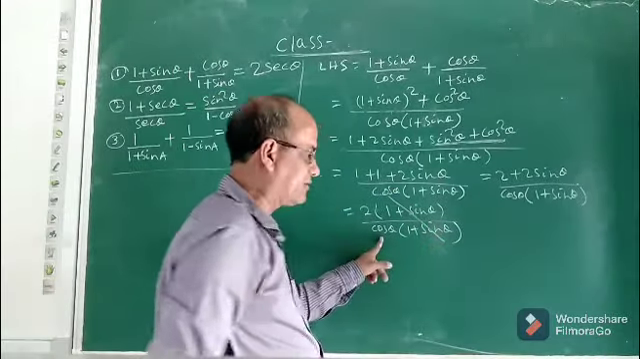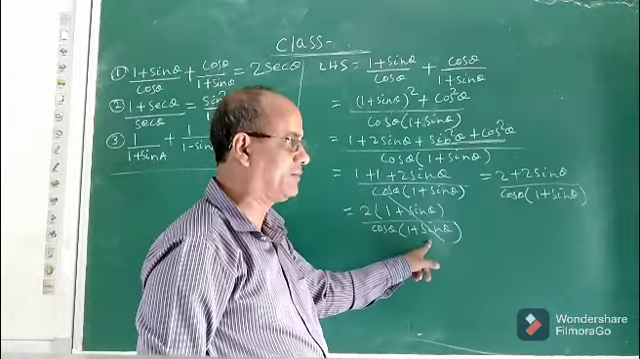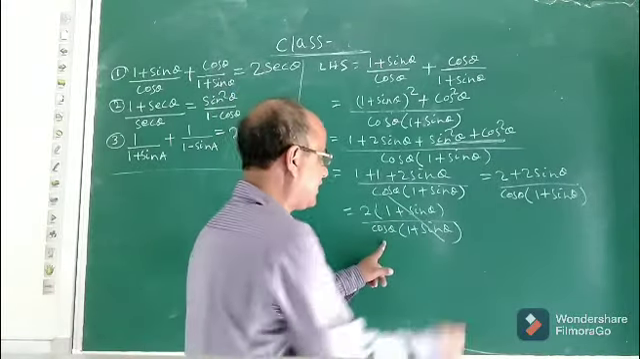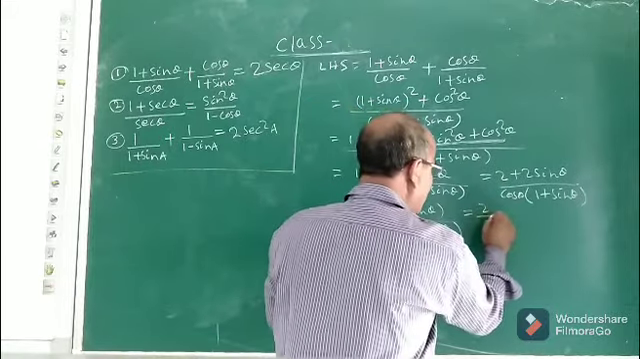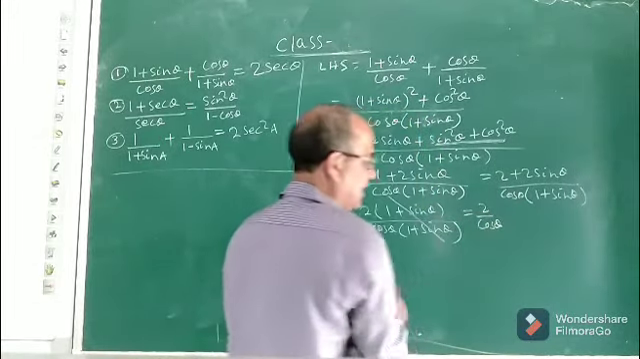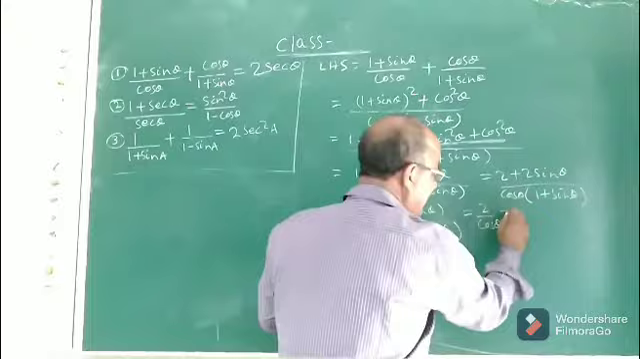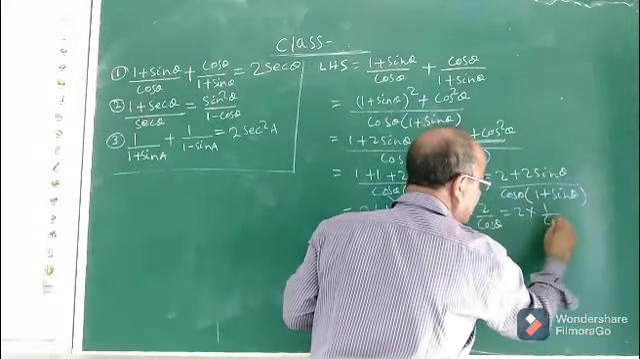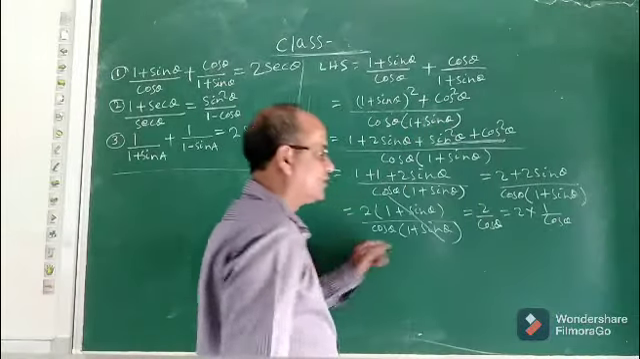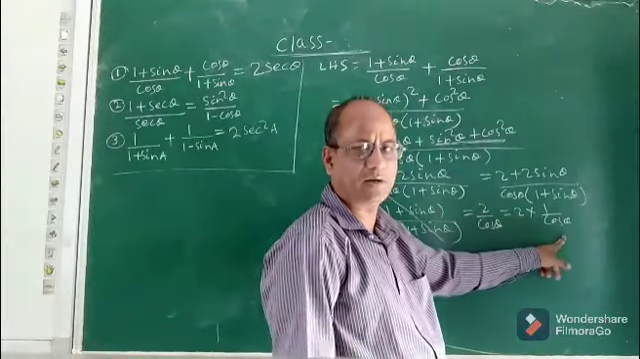So we can cancel this. We can cancel 1 plus sin theta and 1 plus sin theta. So what remains after the cancellation? What is left? It is 2 by cos theta. And this 2 by cos theta, how can we write it? 2 by cos theta means 2 into 1 by cos theta. You see it. 2 by cos theta can be written as 2 into 1 by cos theta.